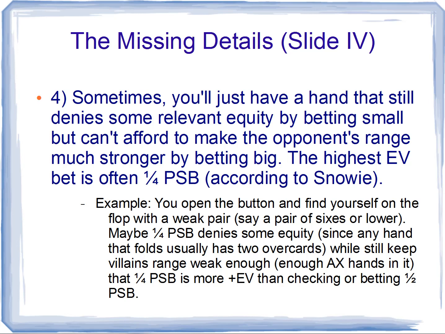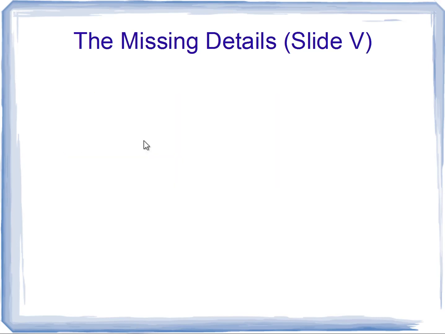So there probably are going to be some bet sizes that are smaller than a half pot size bet that work best for our specific hand on the flop, and with those hands, we're going to want to consider making a quarter pot size bet.